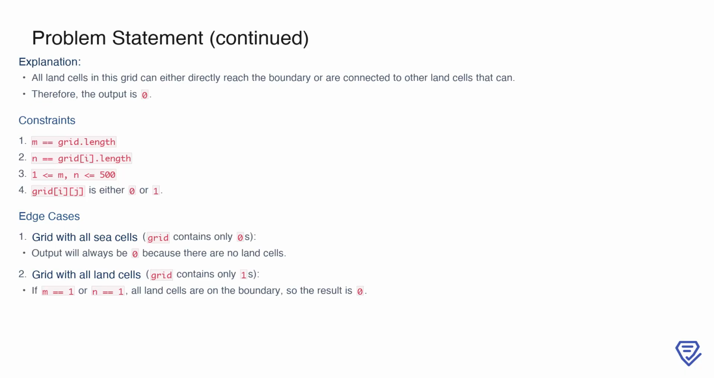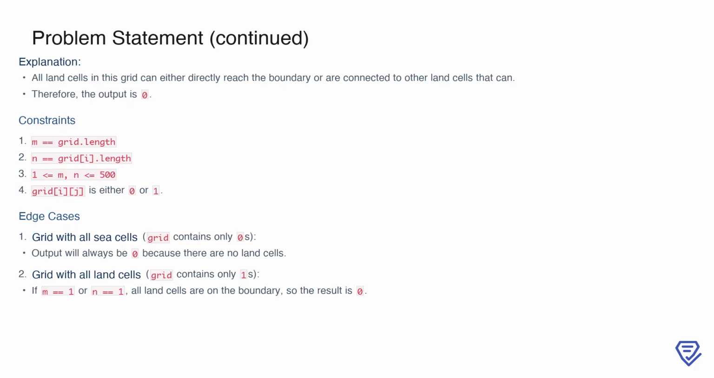To generalize this problem, we must consider several constraints and edge cases. First, the grid dimensions m and n can range from 1 to 500, meaning we need an efficient solution to handle larger grids. Additionally, the matrix contains only 0s and 1s. Edge cases include a grid with all sea cells, where the result is 0 since there are no land cells. Another case is a grid with all land cells. If the grid dimensions are just one row or one column, all land cells are on the boundary, so the result is also 0. For larger grids, the result depends on whether internal land cells are enclosed or connected to the boundary.